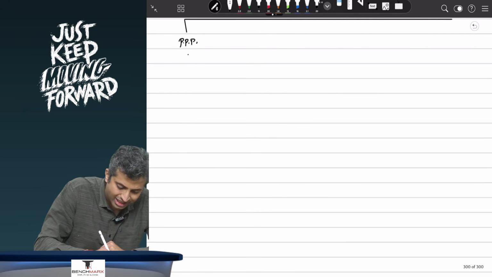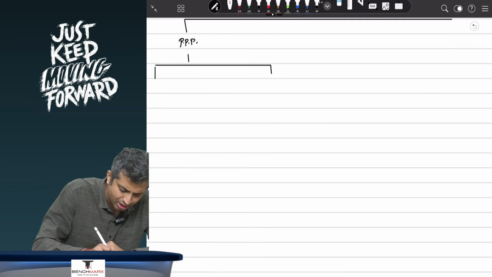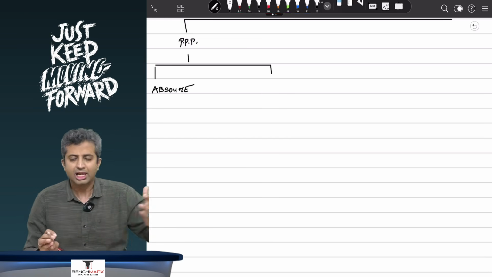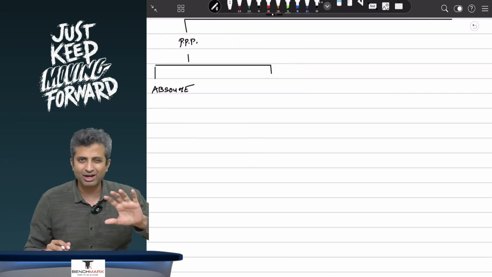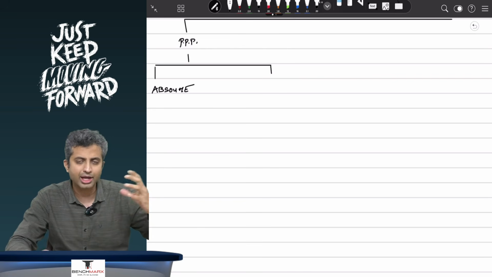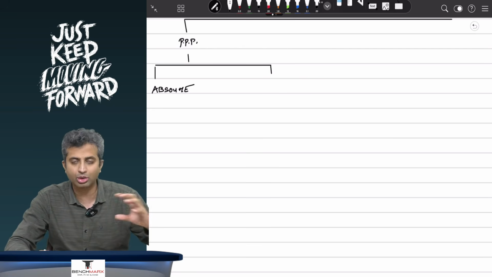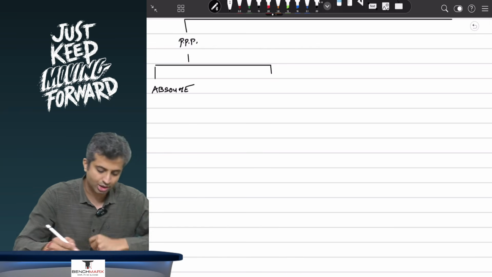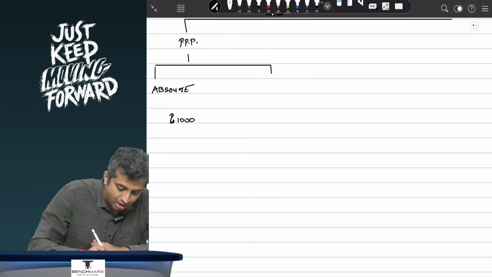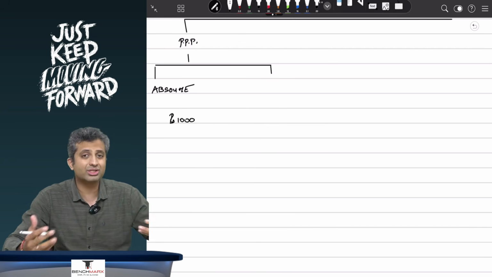There is something called the absolute purchasing power parity theory, where you say how does the exchange rate actually get determined? Sir, the exchange rate gets determined considering the differences in price levels. Like we had taken, I think, the example of cricket bats or pens or something like that. When I look at the price of a basket of goods in India, how much does it cost? Let's say a basket of goods in India costs 1,000 rupees. And a similar basket of goods in the US, how much does it cost?